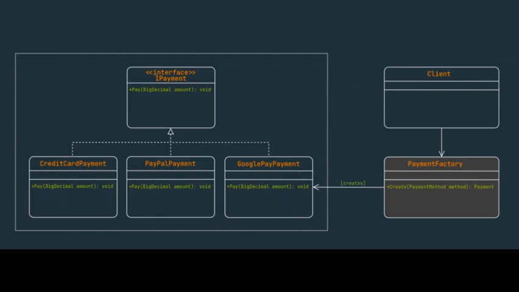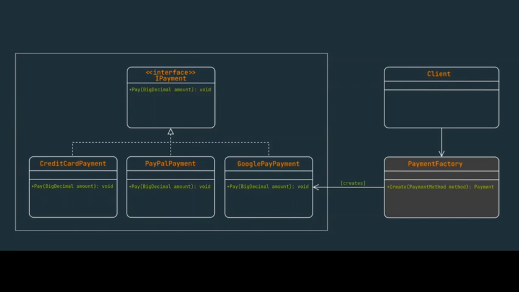Hello, in this video I will be implementing a factory design pattern using payment options as a use case. In this UML class diagram, I have an IPayment interface with a pay method which takes a single parameter and returns void.